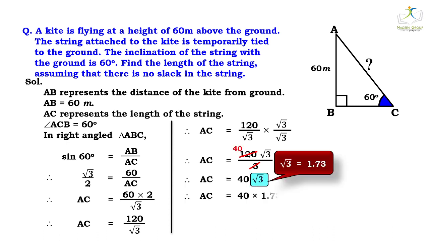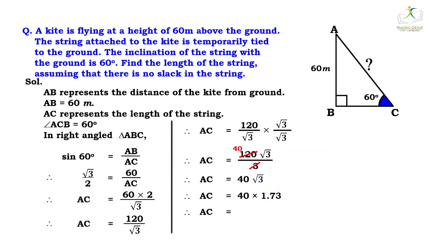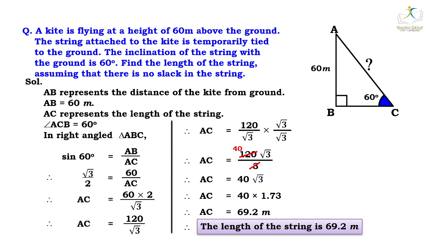Answer is 40√3. We can put the value of √3 as 1.73. 40 into 1.73 is 69.2. Now the length of the string is found to be 69.2 meter.